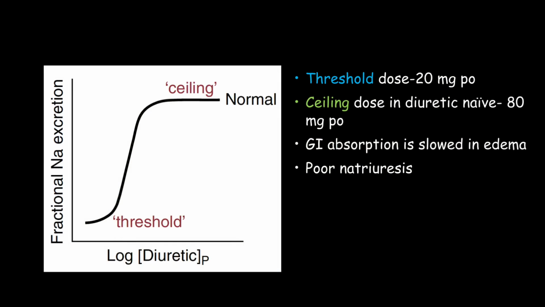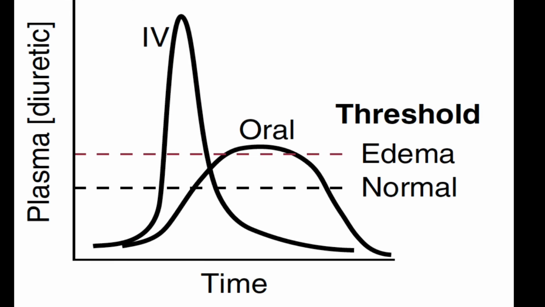Another important concept for loop diuretics is the threshold and ceiling dose. Threshold is the minimum dose which is required to produce natriuresis. For a diuretic naive individual, the dose of furosemide is 20 mg orally, while the ceiling dose for a diuretic naive individual is 80 mg of furosemide. In patients who have edema, the oral dose might not be able to reach that threshold, so it's very important to use loop diuretics in the intravenous form to achieve the threshold dose and to achieve adequate natriuresis.